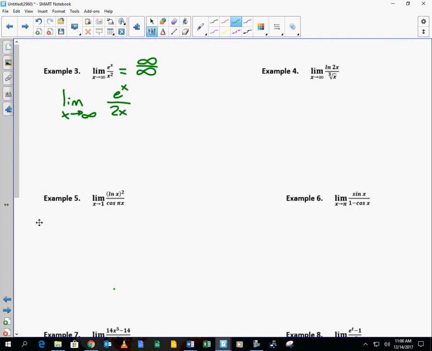Plug in a very large number. Top goes to infinity, bottom goes to infinity. Hey, I still have an indeterminate form. What should I do? Derivative of the top, derivative of the bottom. So you get a very large number divided by 2, which would be infinity.